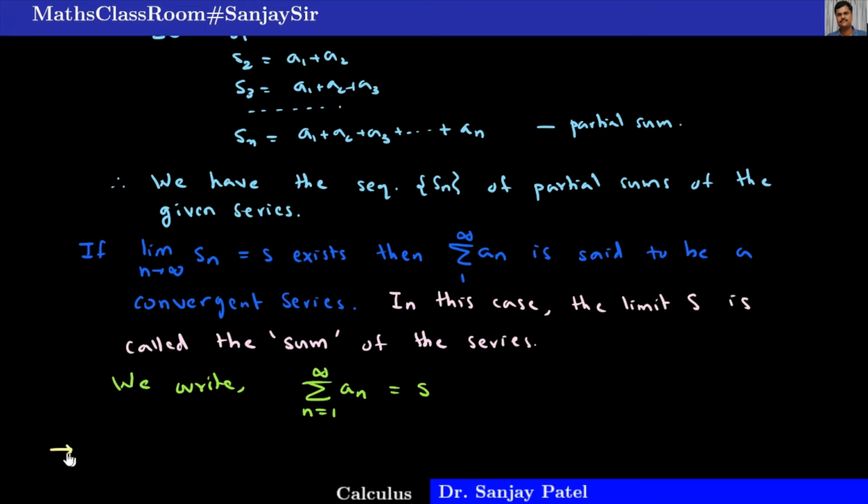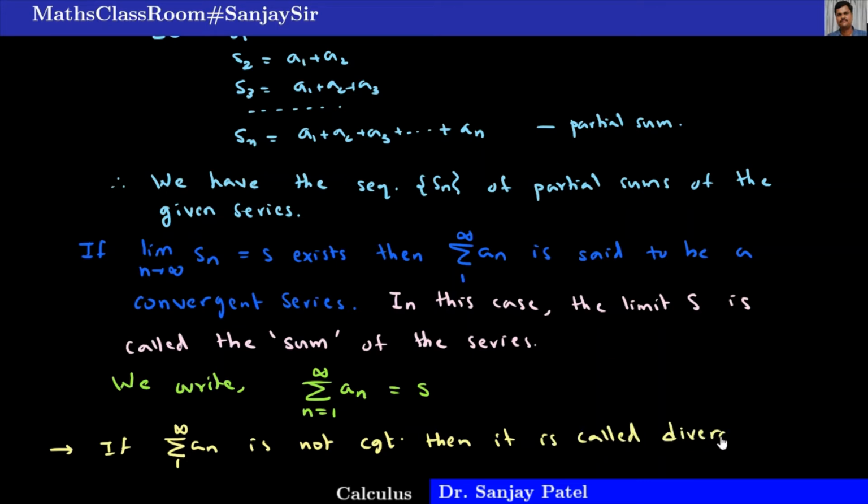So let me write here, if sigma n equal to 1 to infinity an is not convergent, then it is called a divergent series. Okay.